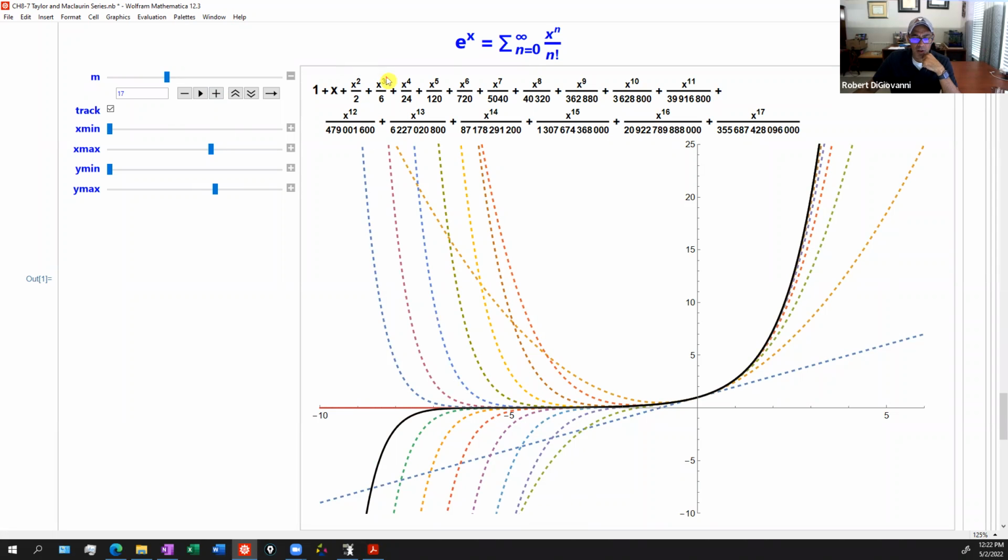Notice that the powers on this are both even and odd, right? So e to the x is considered to be neither odd nor even because it has both. To be even, it has to be strictly even powers. To be odd, it has to be strictly odd powers. If you have a mixture of both, then it's neither.